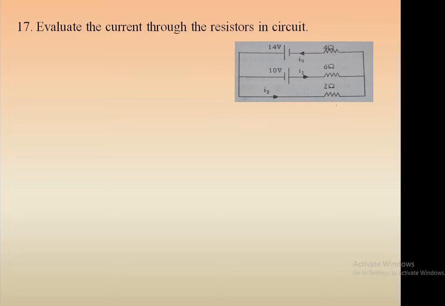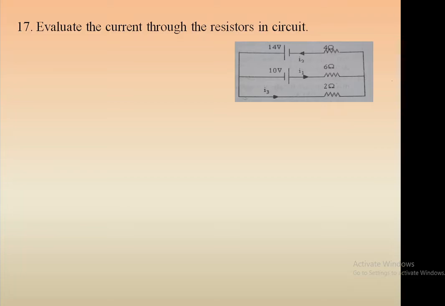Now the next problem. Evaluate the current through the resistors in the circuit. That is, we have to find the values of I1, I2 and I3. Here also there is a circuit. It consists of 2 loops. So here also we are going to apply Kirchhoff's laws. Look into the figure.